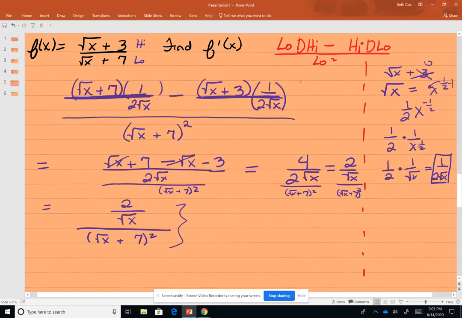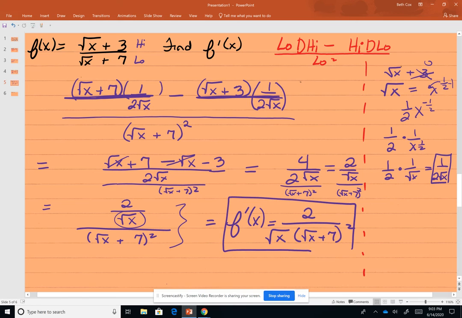So now we've got to simplify this complex fraction. And if you saw the previous video that I did, then you know all I need to do is just take that and move it to the denominator. And that will give me my final answer. I have 2 over the square root of x times the square root of x plus 7 squared. And that's that problem right there.